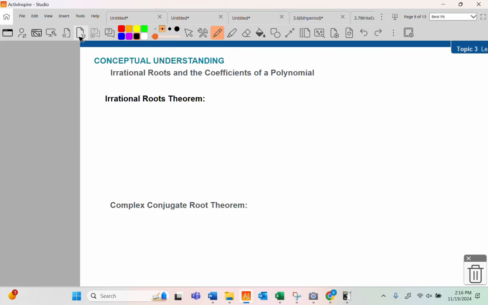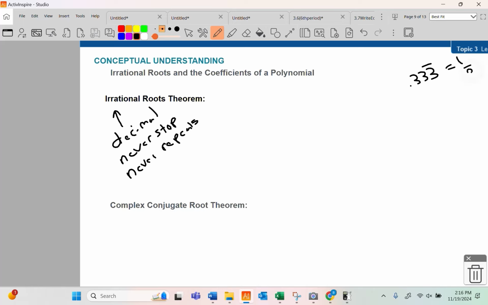Again, tell me what that means. It means the decimal never stops. It's part of it. What else? Never what? Repeats. He said it can't be expressed as a fraction. Is that a fraction? Yeah, that's a fraction. It's 1/3. That's rational. That's a ratio.